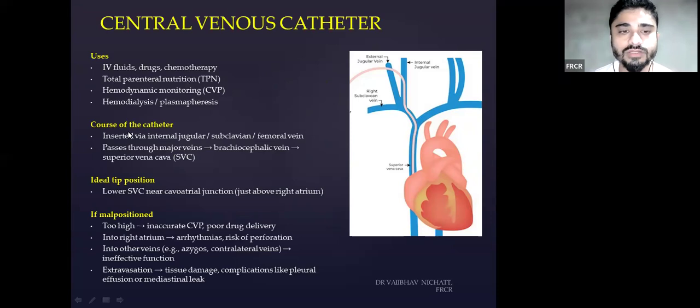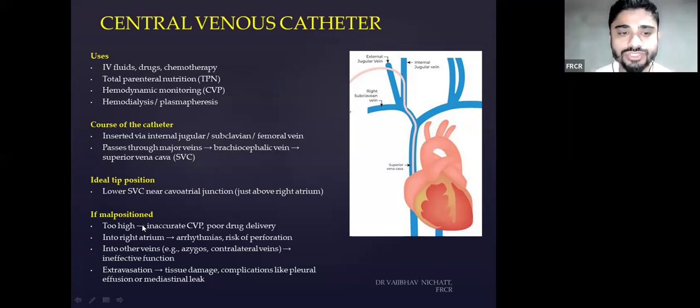What is the course of the catheter? It is most commonly inserted via internal jugular vein. Then it can be inserted via subclavian vein or femoral vein. It passes through the major veins into brachiocephalic vein, and then the tip should ideally lie between the junction of SVC and right atrium. Like we have discussed, that is the ideal tip position.